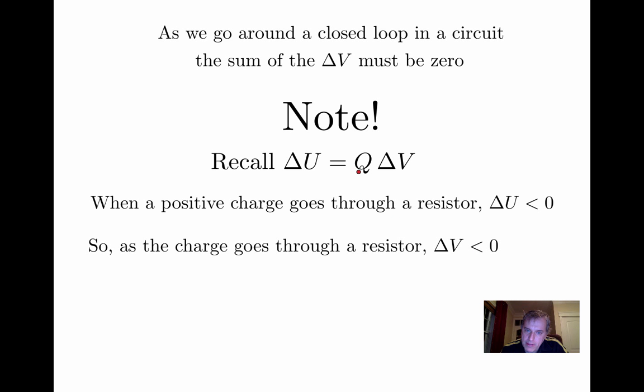Because Q is positive, so if delta U is negative, delta V is negative. So we must add this rule here, which is really important because that tells us the sign of delta V as the charge goes through a resistor.